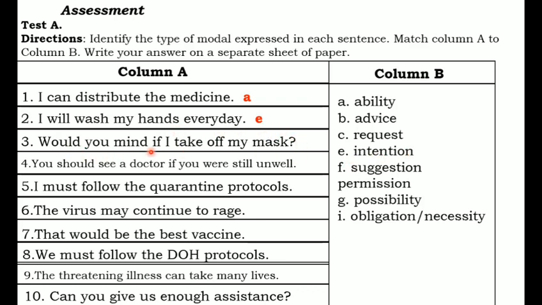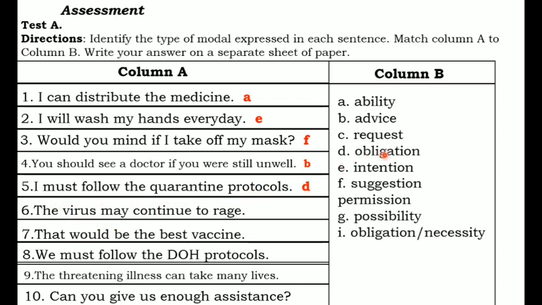Number 3, would you mind if I take off my mask? The answer is letter F, that is suggestion. Number 4, you should see a doctor if you were still unwell. The answer is letter B, that is an advice. Number 5, I must follow the quarantine protocols. Answer is letter D, that is obligation.